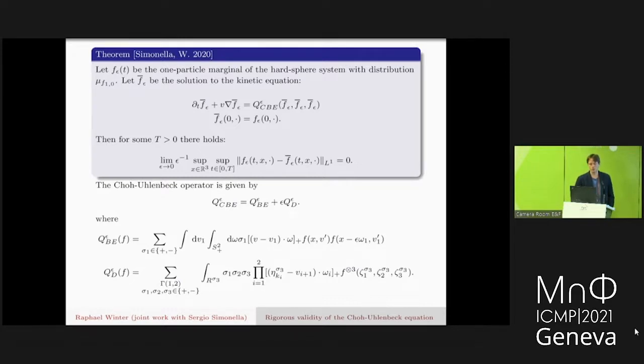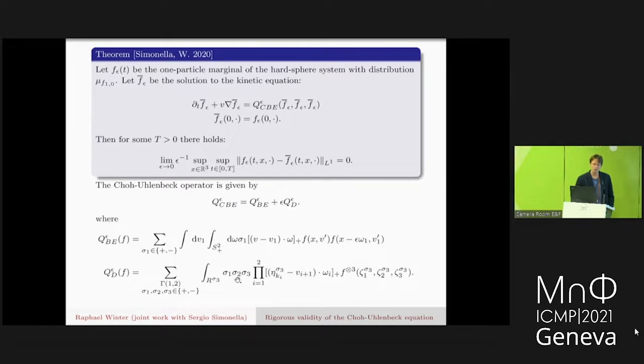So if we solve that PDE, which later we found out is one of the ones that were actually suggested in the physics literature and is known as the Choh-Uhlenbeck equation, then we approximate the particle density in epsilon better than an order epsilon. And for the experts, the operator is a combination of a classical Boltzmann-Enskog operator and then epsilon times an operator which is actually tertiary, so it involves three particles, where we take into account these corrections.